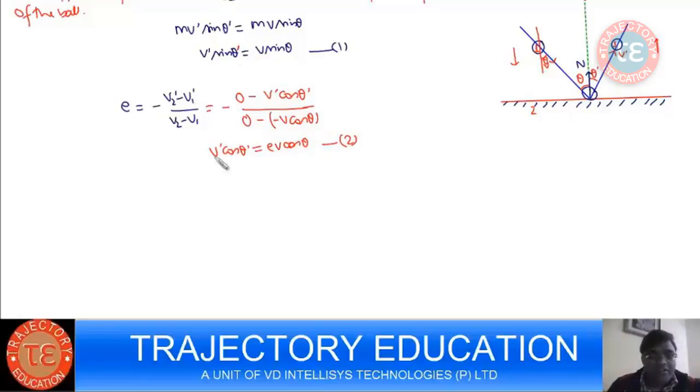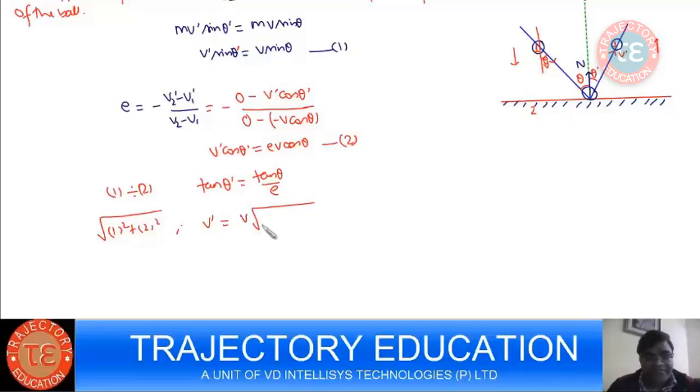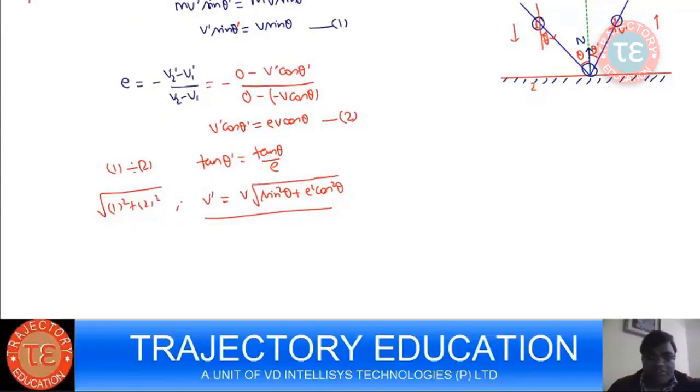So if I take the division, in fact, 1 divided by 2, I will get tan theta dash as tan theta by E. And if I square and add these two and take the square root, then I will get V dash equals V root of sine square theta plus E square cos square theta. That is your V dash. V dash is going to be this.